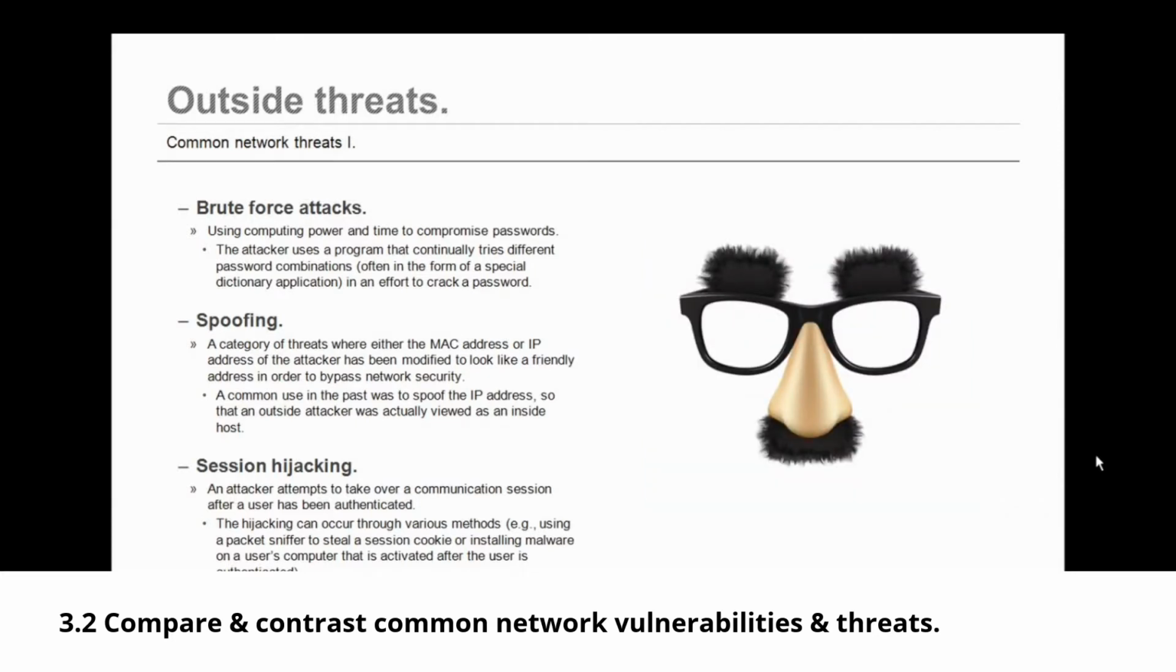Then there's spoofing. This is a category of threats where either the MAC address or the IP address of the attacker has been modified to look like a friendly address in order to bypass network security. A common use in the past was for an attacker to spoof their IP address so that the outside attacker was actually viewed as an inside host. A common defense against this type of spoofing is an ACL rule that doesn't allow an inside IP address to come from outside of your network.